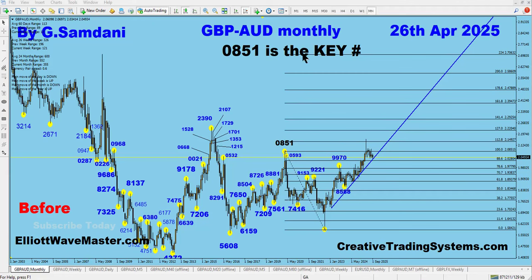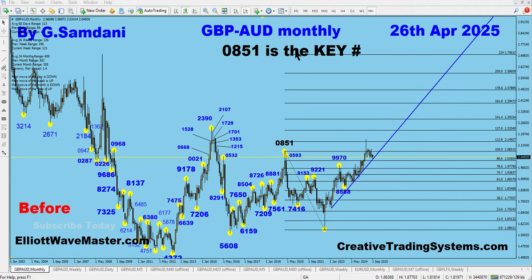So let's get started. I want to show a few things and focus on this pair, Pound Aussie. The market is very ranging and uncertain right now, so I wanted to make this a teaching and learning session. Let's talk about a few things here.